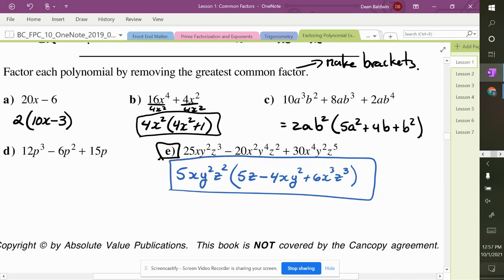You're talking. We're slow. Are you sure? Wait, that's true. Okay. Oh, yeah. For sure. Are we ready? Yes. Go. 5xy squared z squared bracket 5z minus 4xy squared plus 6x cubed z cubed. Yeah? Good? If you got it wrong, do you know what you did wrong?